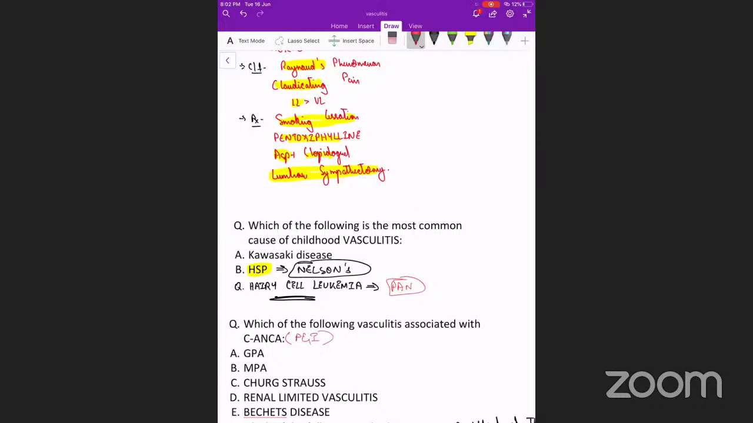Which of the following vasculitis is associated with C ANCA? Answer for this. A and D. If you tell only A. Anyone with a better answer? Okay. Agreed. A, very good. But can anyone come up with a better answer since it is PGI type?